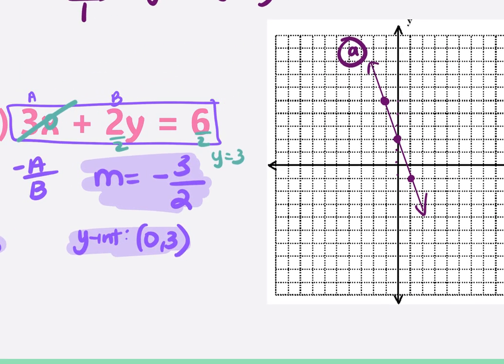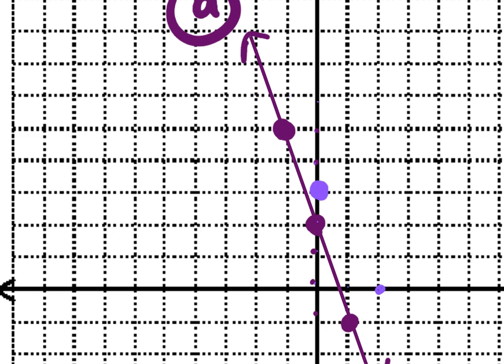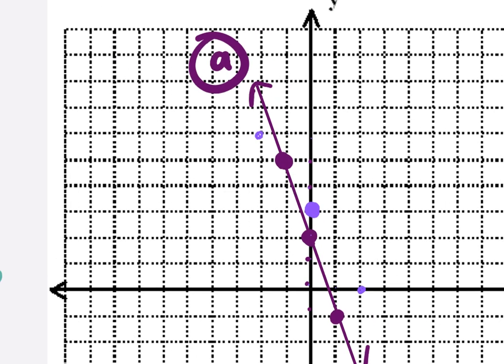All right, now I'm going to graph this. So this time I'm starting at 0, 3, and my slope is negative 3/2. So I'm going down 1, 2, 3 to the right 2, or up 1, 2, 3 to the left 2. Again, I only need 2 of those points, but you can go either direction.